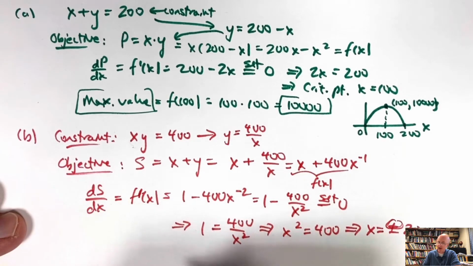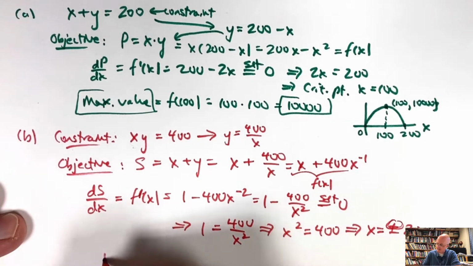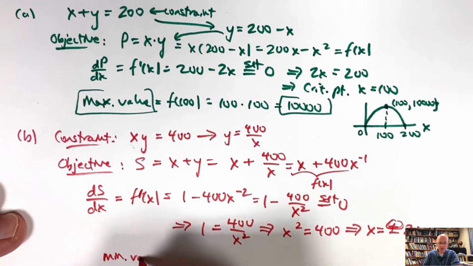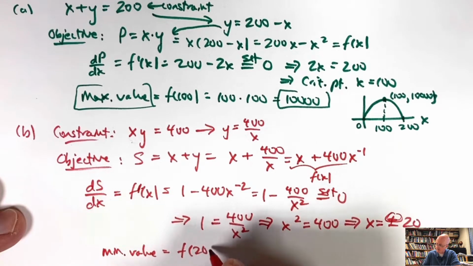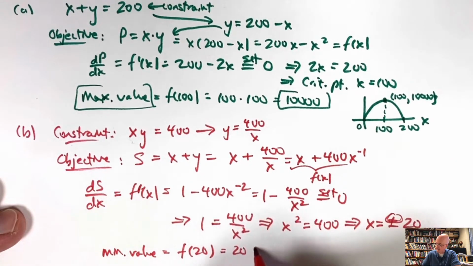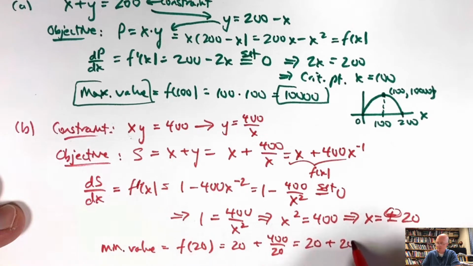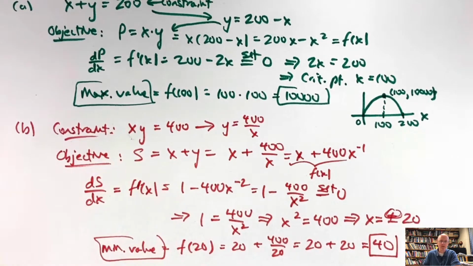And in fact, that will give a minimum value for the sum. So the min value for the sum in this case is going to be f of 20. We can plug that into this formula right here and get 20 plus 400 over 20. 400 over 20 is 20. So the minimum value for the sum is 40, okay? Again, maybe you could reason that out without calculus, but we want to practice it.